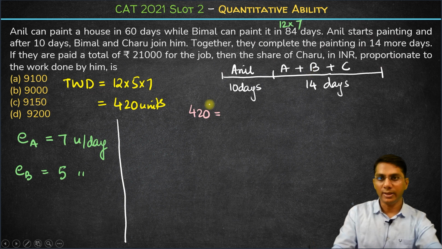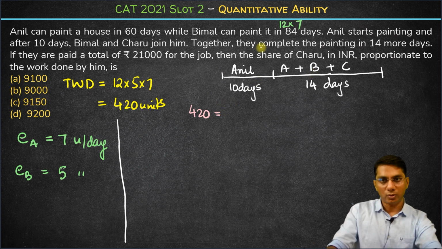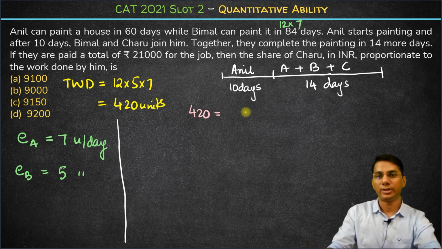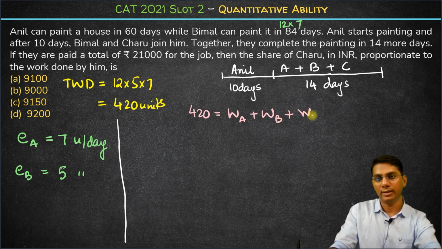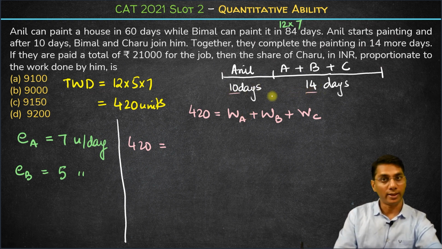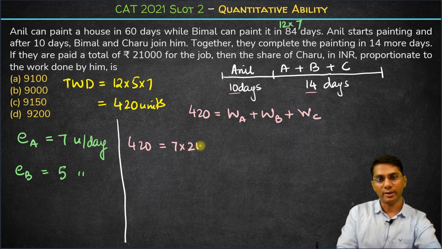Or let's look at it the other way. The total 420 units is the total work done by Anil plus the total work done by Bimal plus the total work done by Charu. So 420 is equal to the work done by Anil, who works for a total of 24 days at an efficiency of 7. So work done will be efficiency into time. Bimal works for only 14 days at an efficiency of 5, so the work done by Bimal will be 5 into 14, plus the work done by Charu.